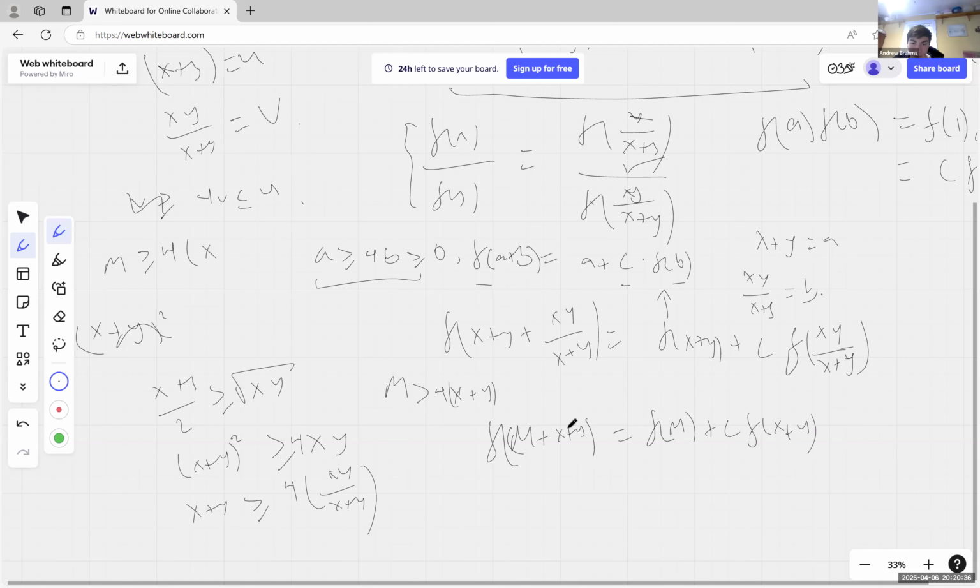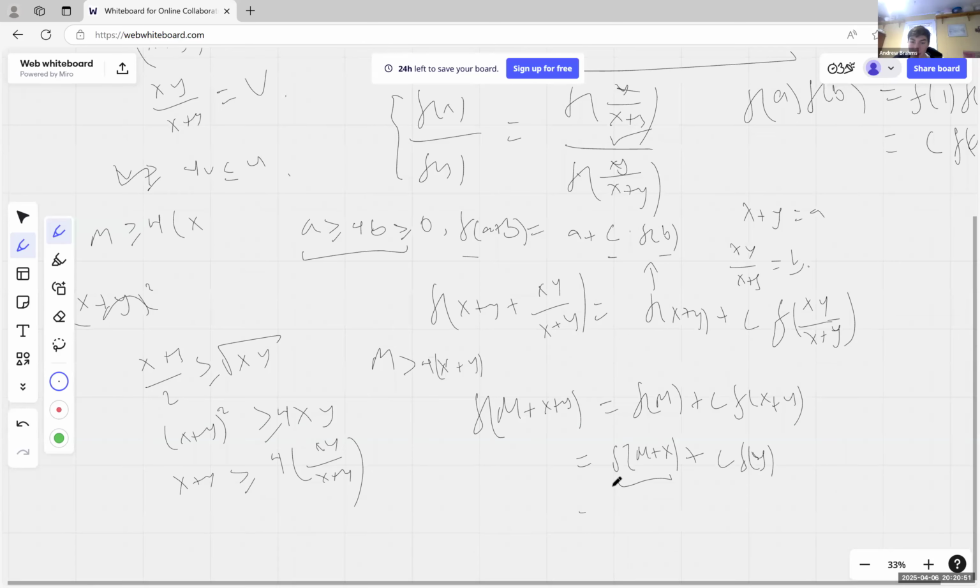But if instead we look at it as f of (m plus x plus y), this is also equal to f of (m plus x) plus c f of y. And if we expand this one out, this is equal to f of m plus c f of x plus c f of y. And we miraculously get that c f of (x plus y) is equal to c f of x plus c f of y. And so this function has to satisfy the additivity, Cauchy's functional equation.